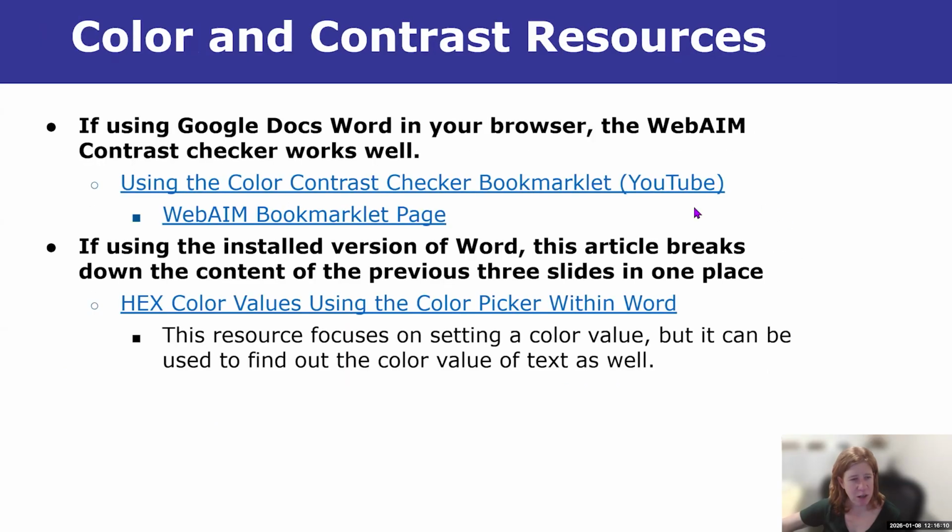So we'll talk color and contrast. If you're using Google Docs or Word in your browser, the WebAIM color contrast checker will work well. It allows you to pick the value of the text color and then the background color. With the installed version of Word, it's the same thing. There's a color picker. These links just show you how to do that and how to check for that. This is one of the things that you have to check manually. An automated checker does not, at this point in time, reliably check color contrast well at all.